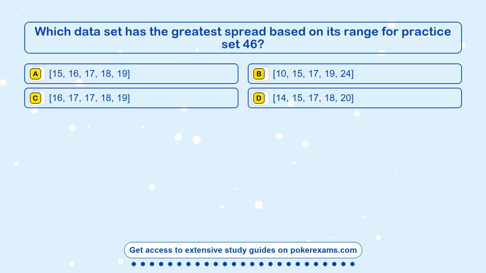Question 21. Which data set has the greatest spread based on its range for practice set 46? Option A 15, 16, 17, 18, 19. Option B 10, 15, 17, 19, 24. Option C 16, 17, 17, 18, 19. Option D 14, 15, 17, 18, 20.